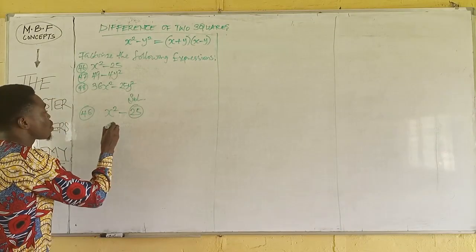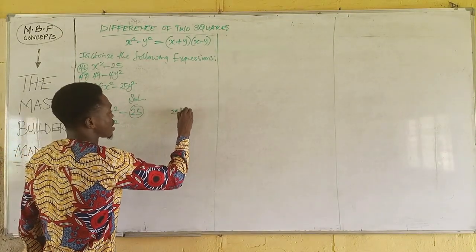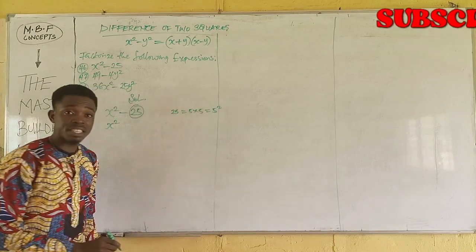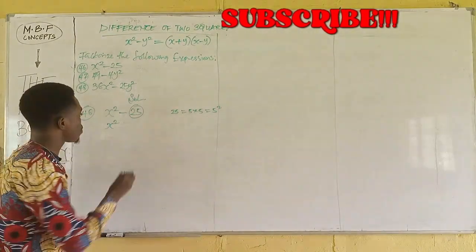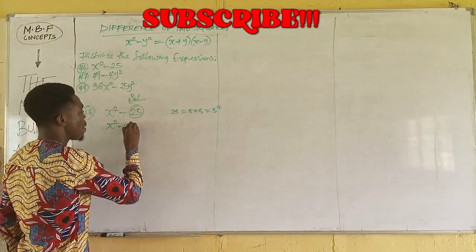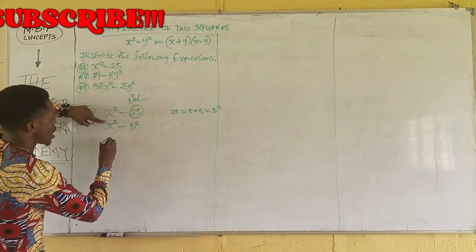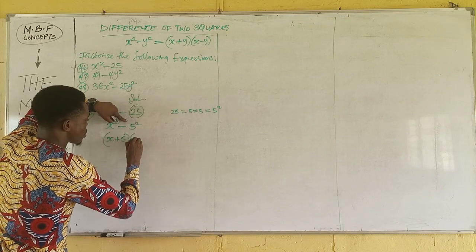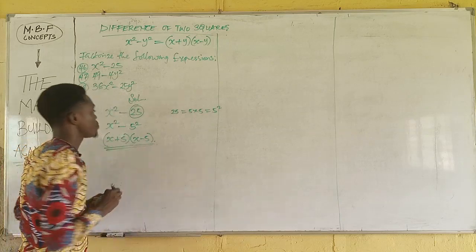So in this case, this is x squared. Now we know that 25 is exactly 5 times 5, and 5 times 5 is exactly the same thing as 5 raised to the power of 2. Therefore, I can simply replace this by 5 raised to the power of 2. Now, all I need to do is to take x plus 5 times x minus 5. Guys, this is the answer.